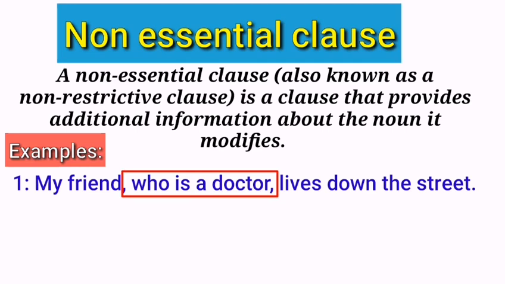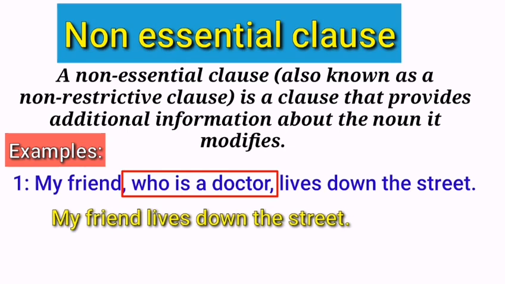Like, my friend lives down the street. You can see, this sentence without the non-essential clause can give us clear sense. So, therefore, it is called a non-essential clause.